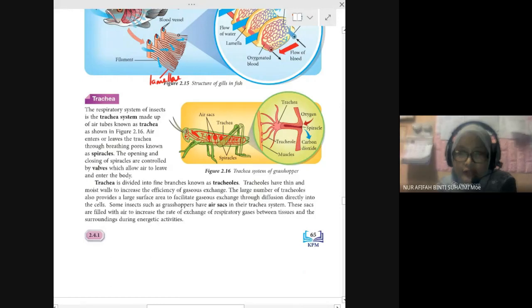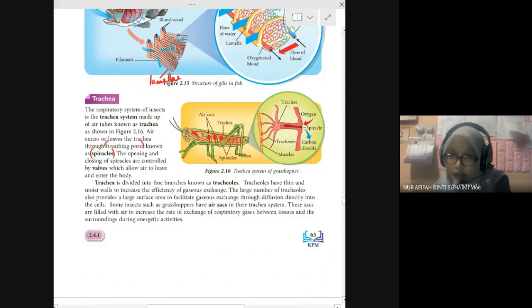Okay, next for insect, we have trachea. The trachea system is made of trachea and spiracles. What are spiracles? Spiracles are breathing pores, like nostrils. But their breathing pores are around their body. The air enters or leaves the trachea through breathing pores known as spiracles, and there are a lot of spiracles around the grasshopper body.